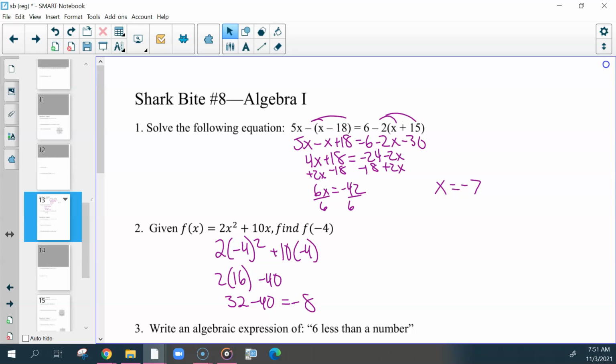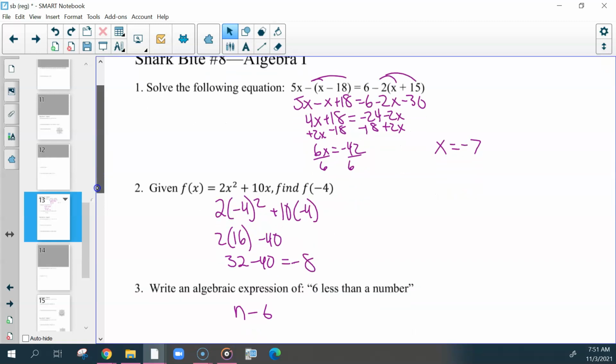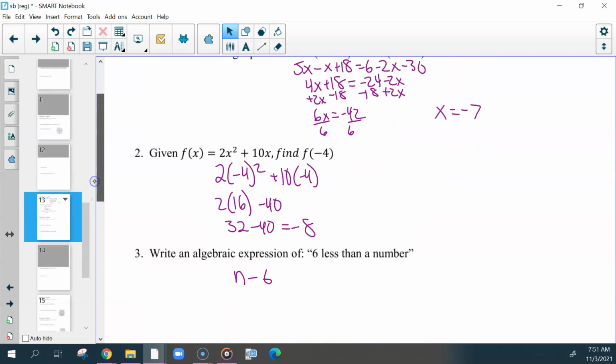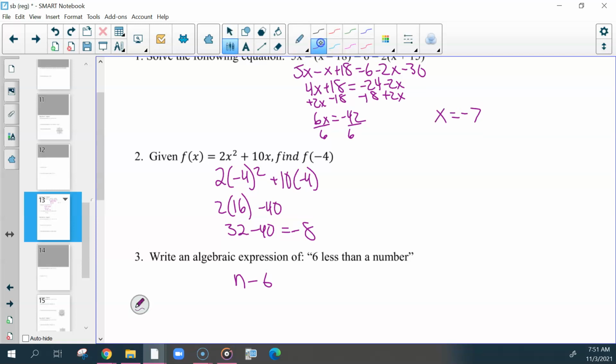Number 2 was an evaluating function notation question. You had to put -4 in for all of your x's and figure out what your y would be. So this really should continue to say f of x equals, but it doesn't. Another way to write that is f of -4 equals -8. Both of those are the same thing.